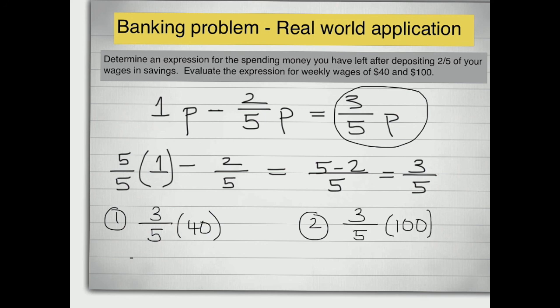Now, doing the calculations, 3/5 times 40 gives us $24 that we can spend if our wages for that week are $40. And 3/5 times 100 gives us $60 that we can spend. And the $40 would go to savings.